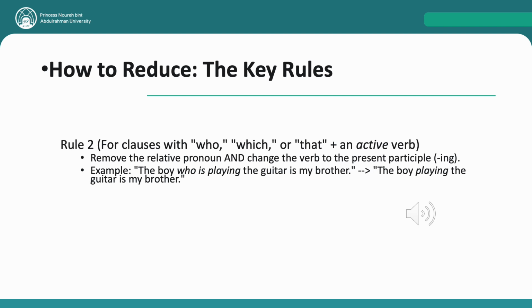We remove who is, then change playing to its ing form. The boy playing the guitar is my brother. See how we're making it shorter by removing and changing that verb? So remember, look for these two situations. Remove the right words or change the verb.